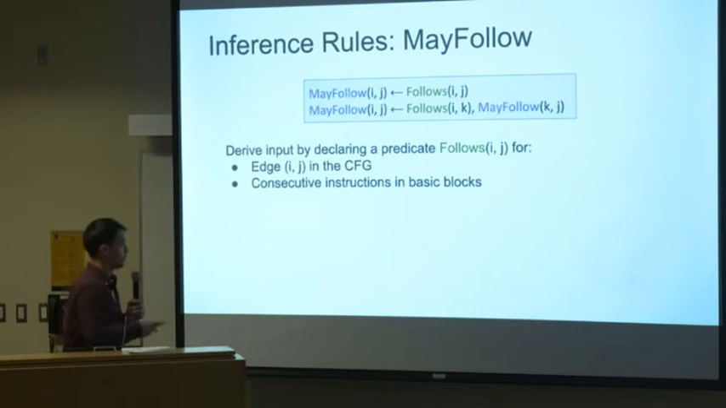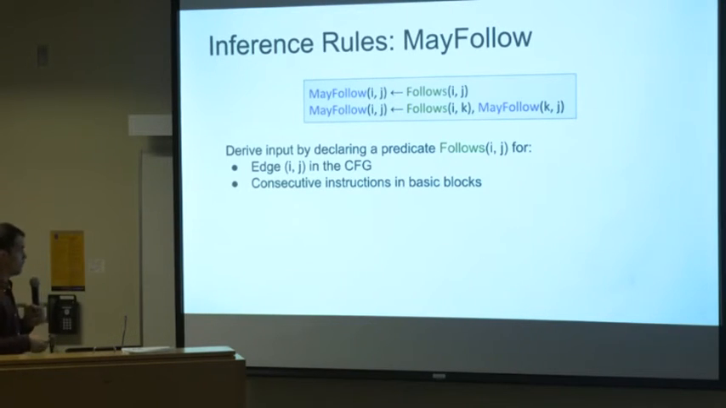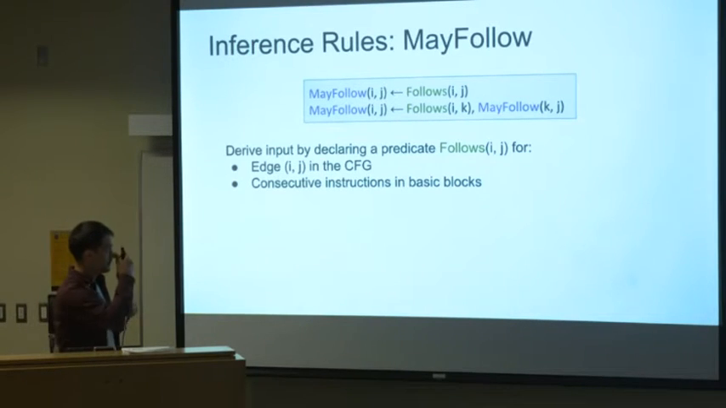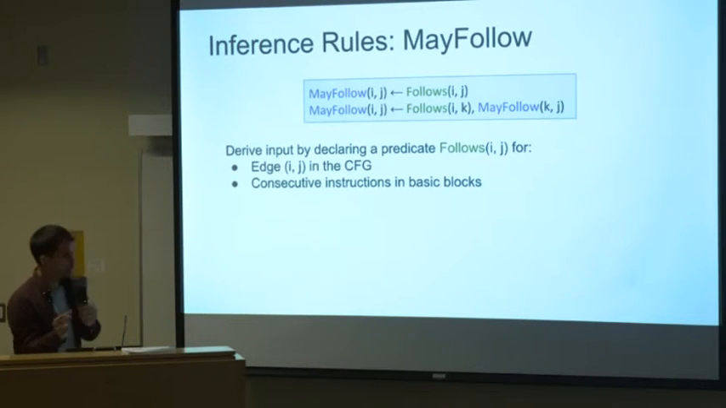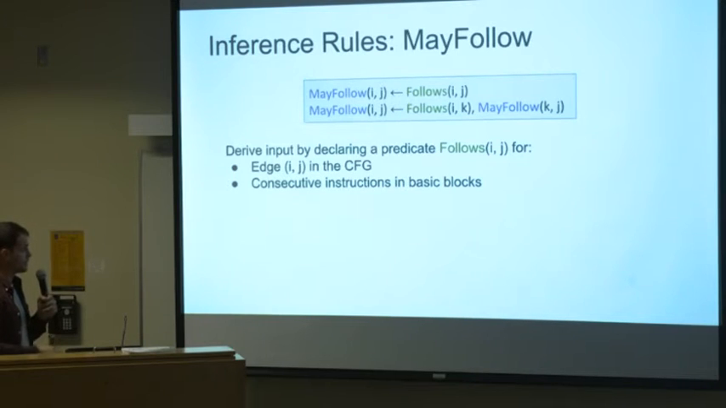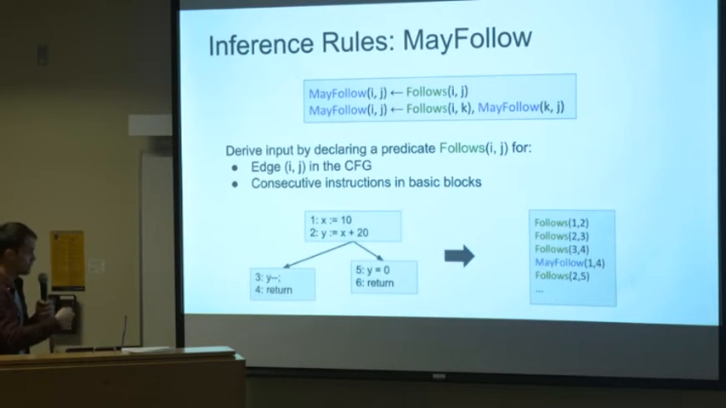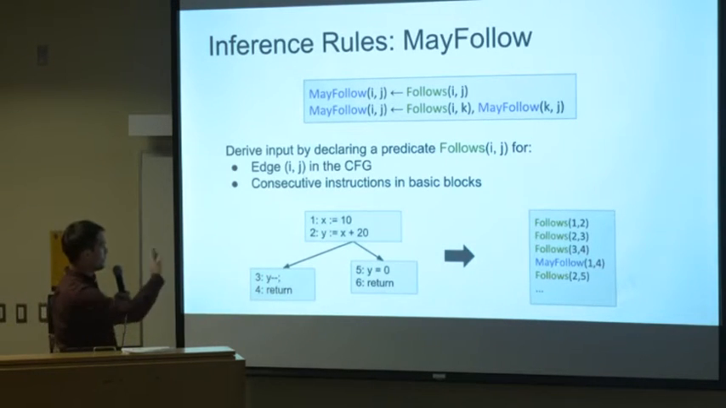So first one, just a simple example of how you define a semantic fact. The may follow predicate is defined by using the follow predicate, which just says that there is an instruction after another. And then you have this kind of transitive closure from which you can say that an instruction which is far in the code may follow another one.